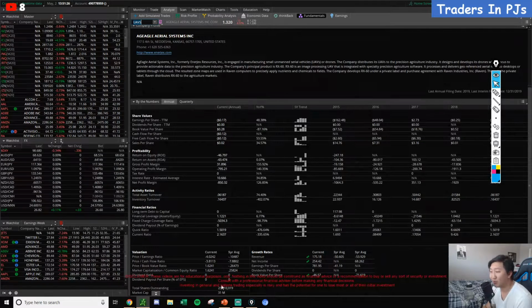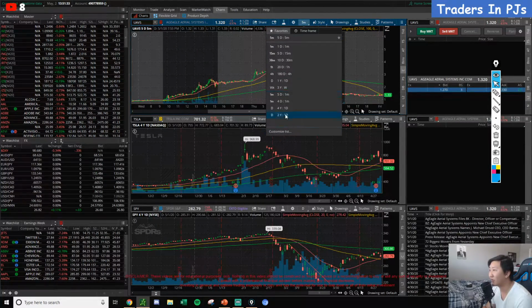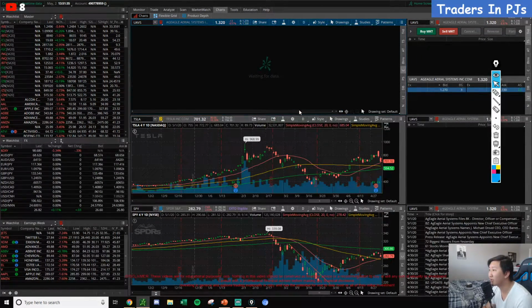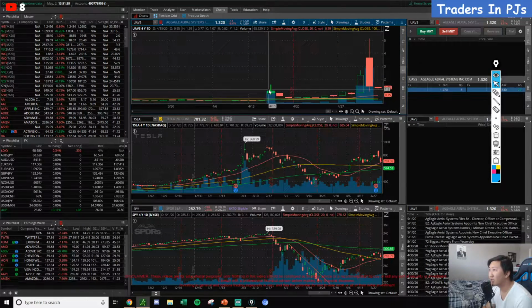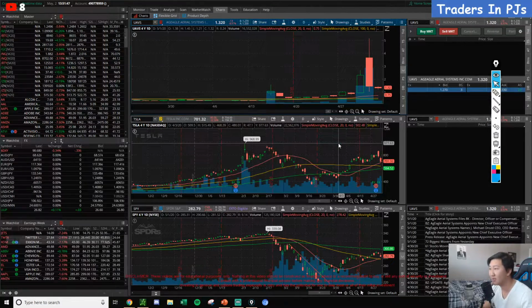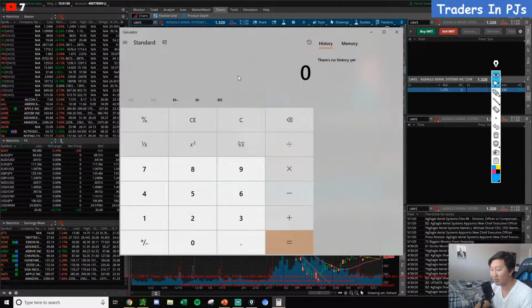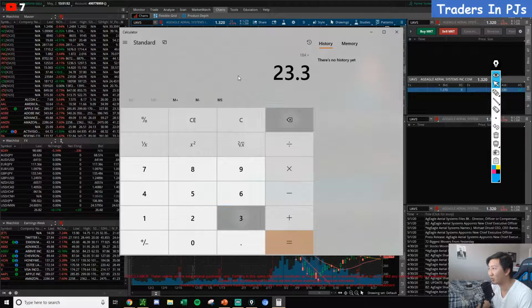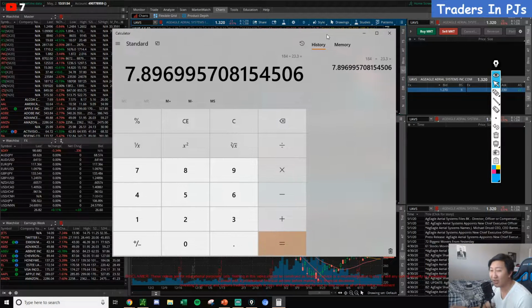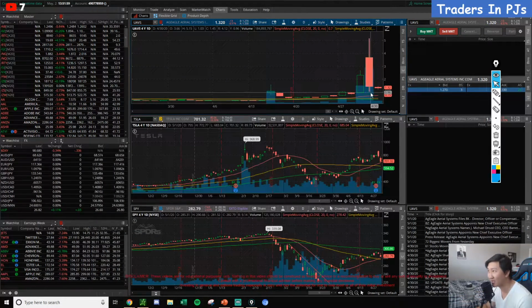They only have 23.3 million shares total in the entire stock market. When you look at their daily volume, which is insane, this day they traded 65.3 million times. This day they traded 92 million times. This day they traded 184 million times. If you look at the calculator here and do 184 divided by 23.3, that means all of the shares in the entire stock market traded 8 times this day.